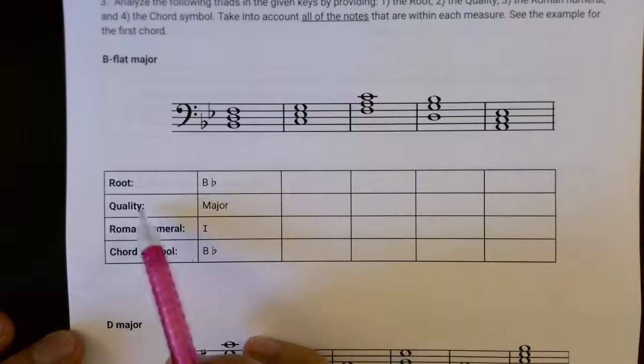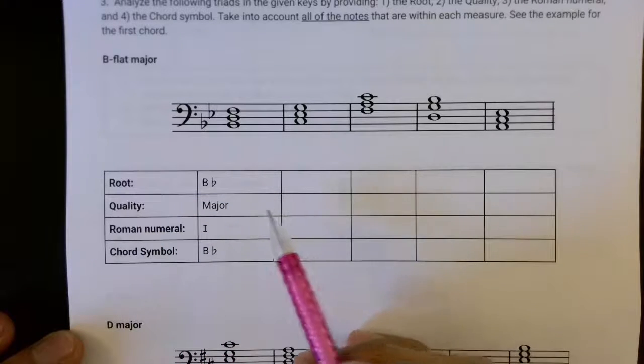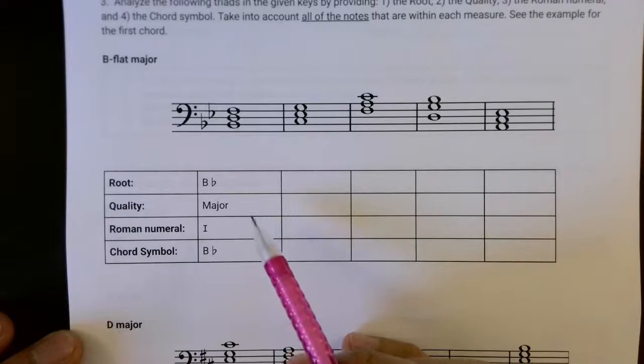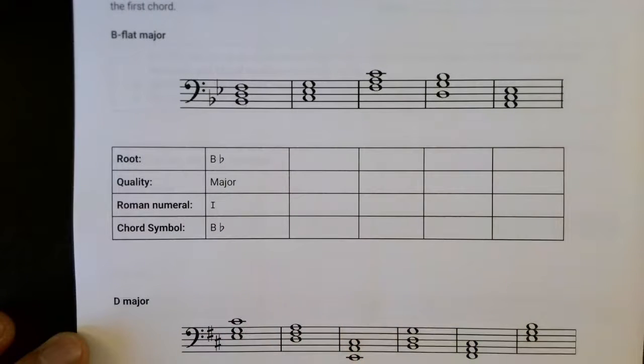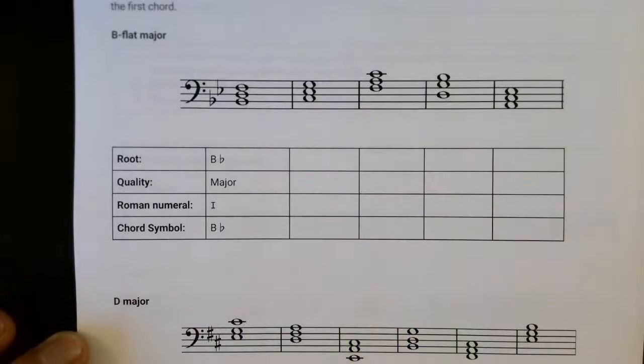Remember, your choices for quality in the triad are major, minor, diminished, or augmented. That's it. Please don't confuse these words with the intervals, because we use the same words when describing intervals. But if you have questions about that, please review the information that I've posted regarding triads.